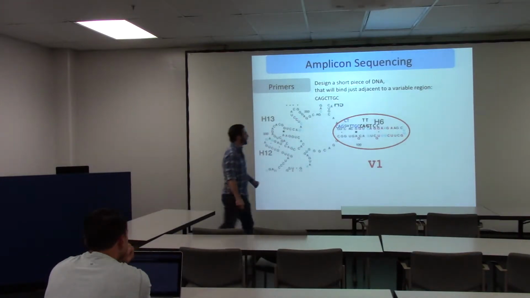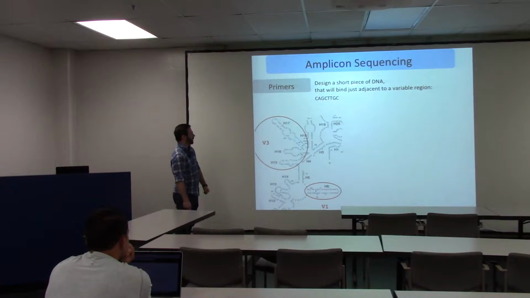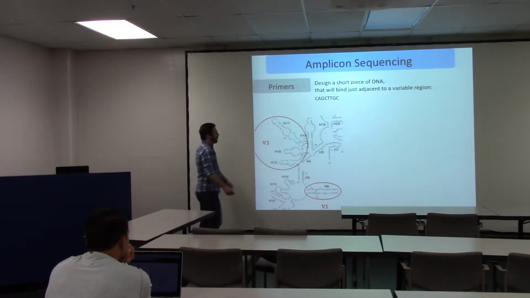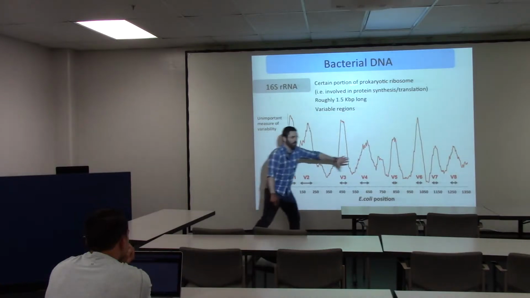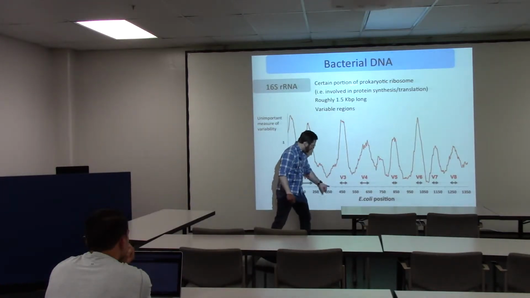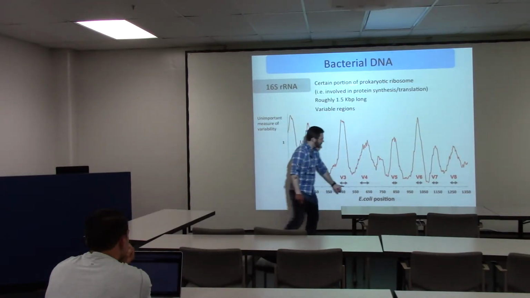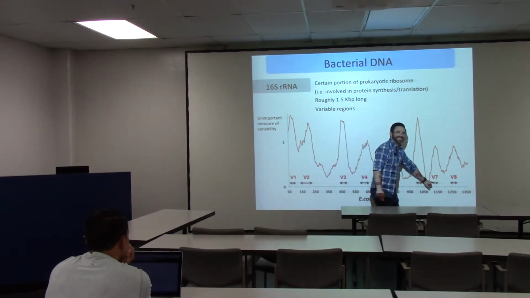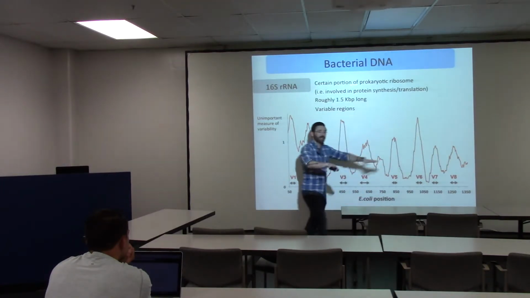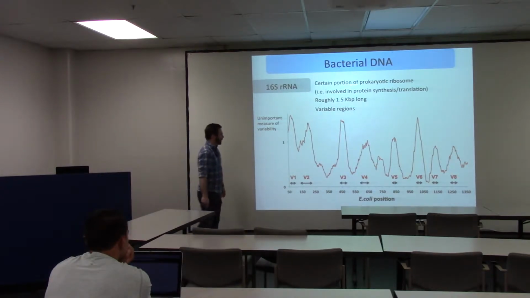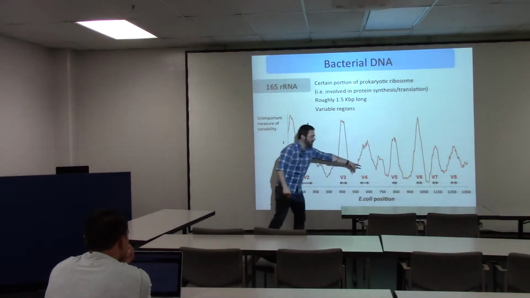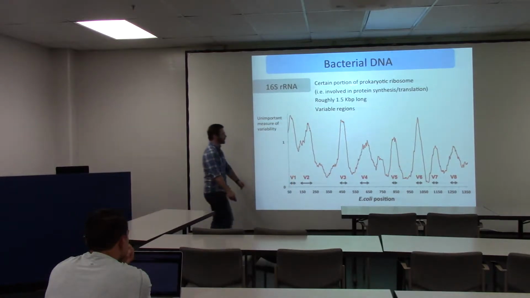So if we step back to this guy, you can take advantage of the fact that there are multiple variable regions. What you can do is design a primer to latch on right here and then sequence multiple ones, thereby actually increasing your distinguishing power. So typical studies will target a number of these different variable regions, if possible.